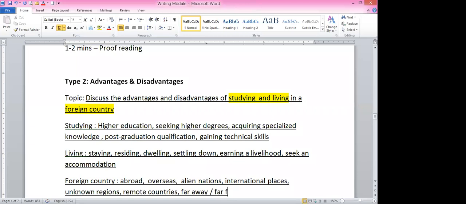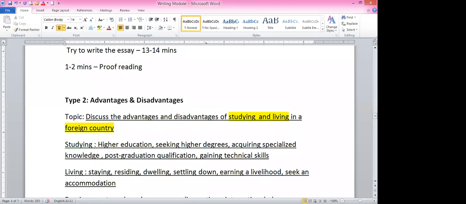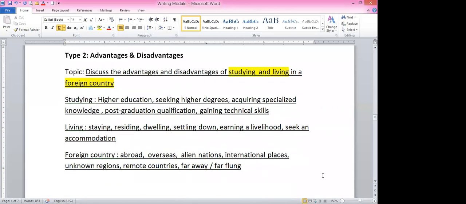Far flung regions, we can say far flung territories or provinces. You can even use the word provinces. Distant nations, distant also means foreign. So these kinds of words we can use.